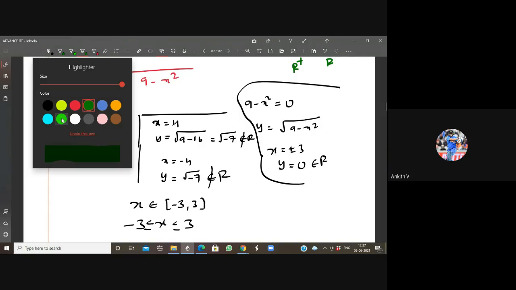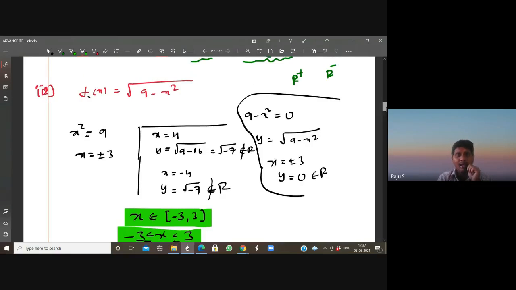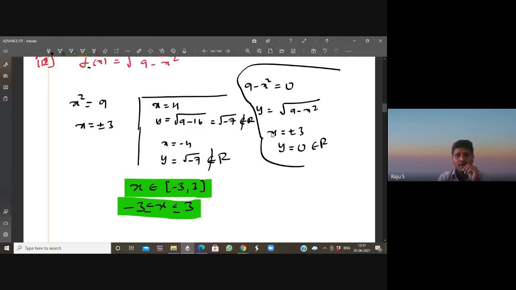Yeah, between negative 3 to 3 alone, only for this are we going to get the graph, otherwise we don't get the graph. Okay. Graph means, what is the graph here? This graph is given by a parabola. Right, no. So when we square on both sides, it is not a parabola, it is a circle equation actually. If I take y is equal to square root of 9 minus x square, this is the given function, squaring on both sides, 9 minus x square, then x square plus y square is equal to 9.